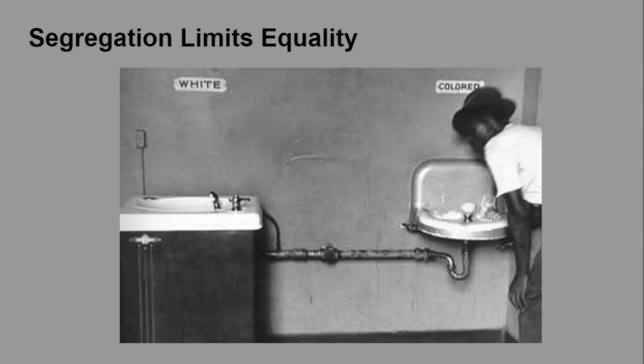Here you see two different water fountains. You had a water fountain for the white, and you had a water fountain for the colored. These types of facilities, like the water fountains or bathrooms or anything, this was enforced by Jim Crow laws in the South. But if you recall, we've learned about Jim Crow laws before. So we're kind of just touching base on those again.